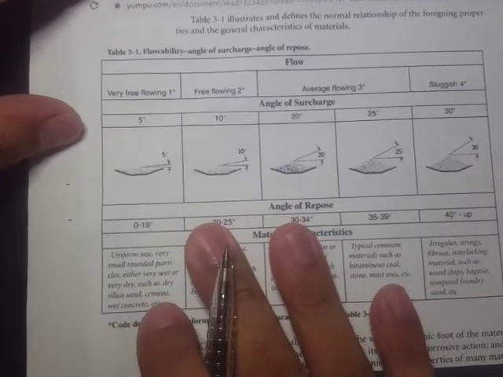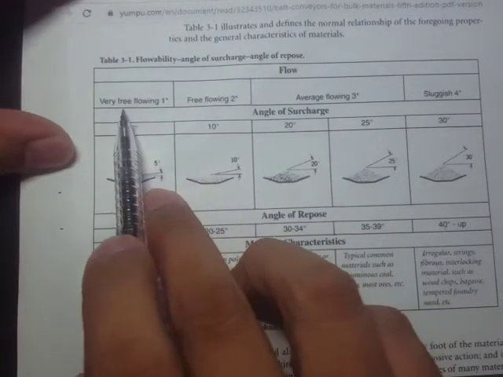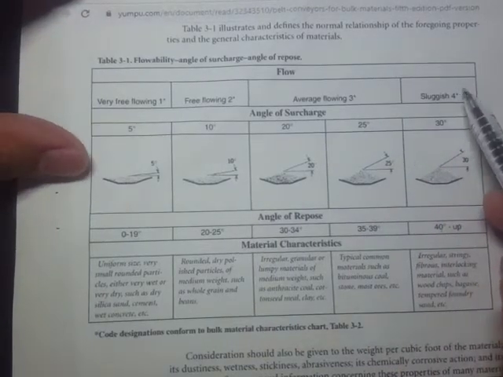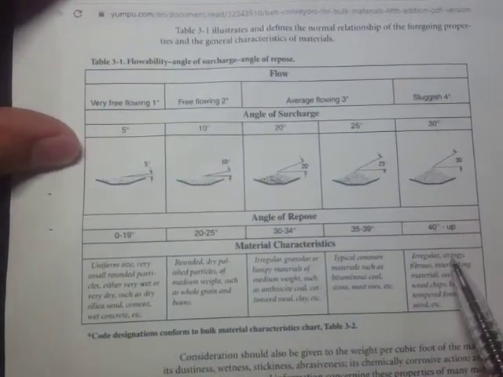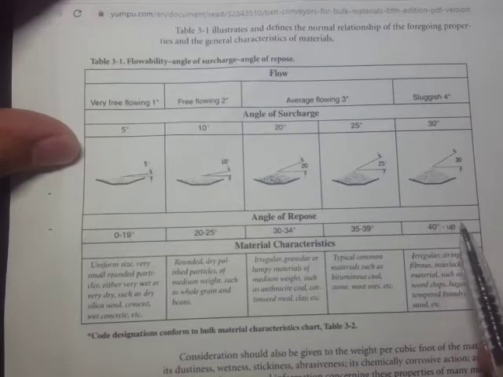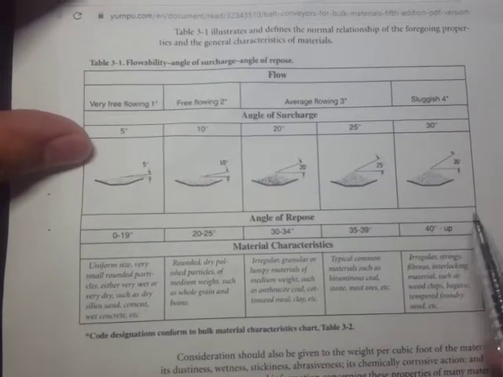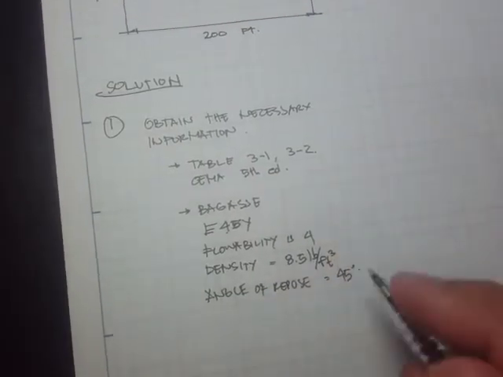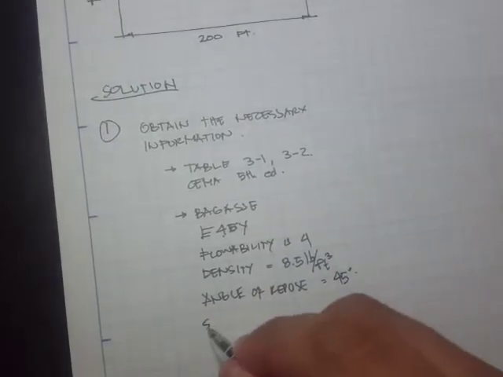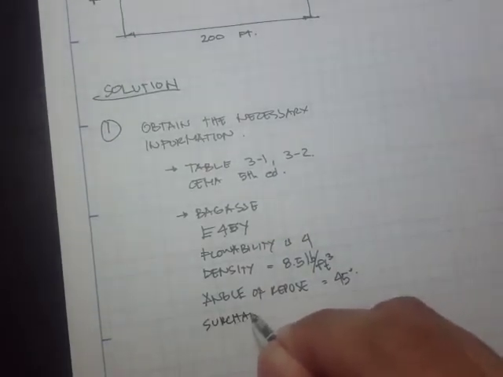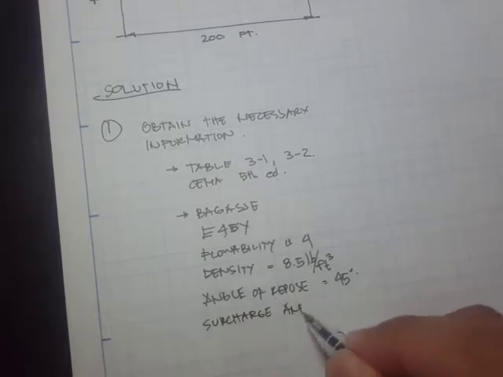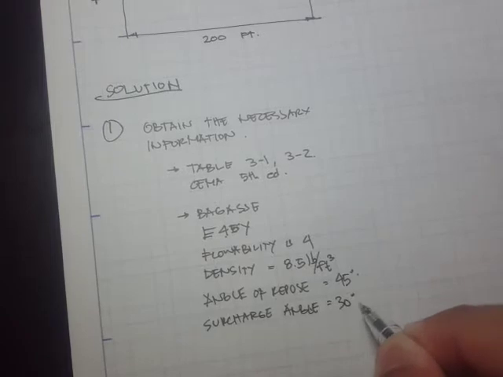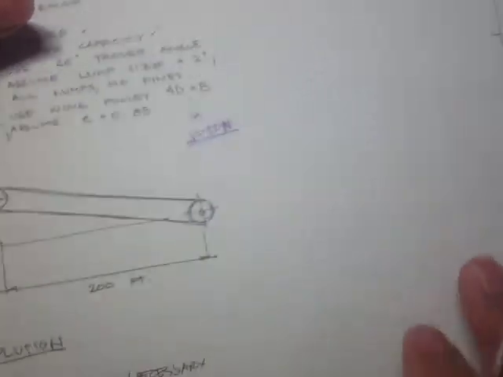Okay, so if we check Table 3-1, you see here the flowability of the material, and we have number 4. So if we have number 4, then our angle of repose would be in this range for 40 degrees and up, and therefore our surcharge angle is 30 degrees. Okay, so far that's what we need.